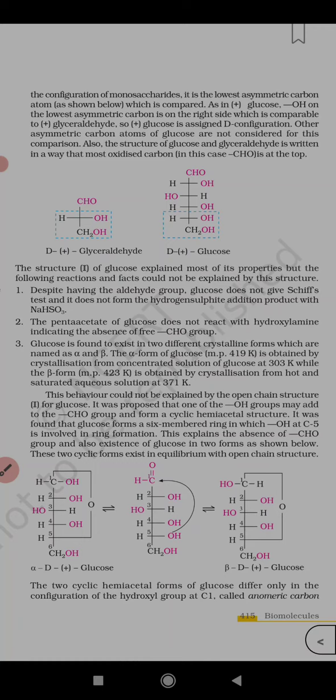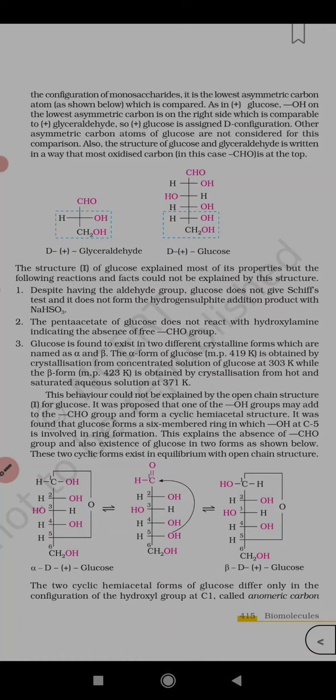We have tested with the oxime that it has a carbonyl. Then we tested with bromine water and found that it has an aldehyde group. No problem with that. But glucose does not give Schiff's test, and even though it has the aldehyde group, it does not form the hydrogen sulfide addition product with NaHSO3. So what's the problem?